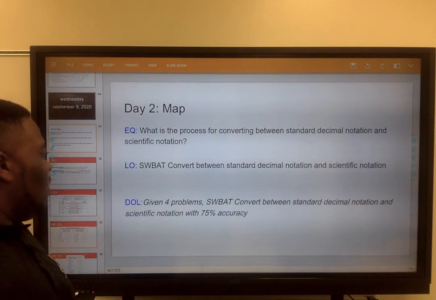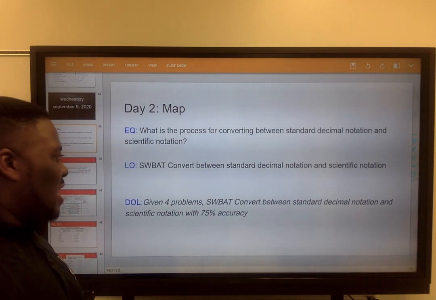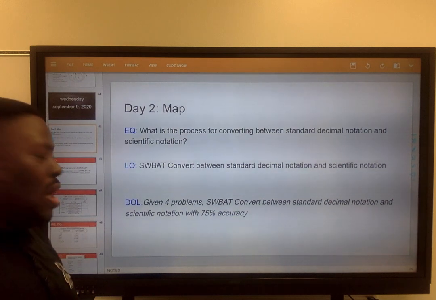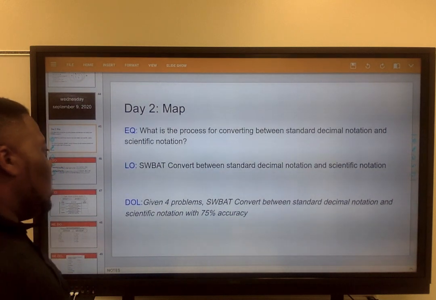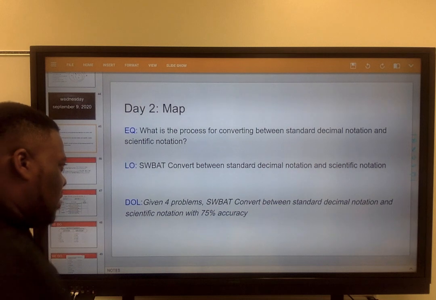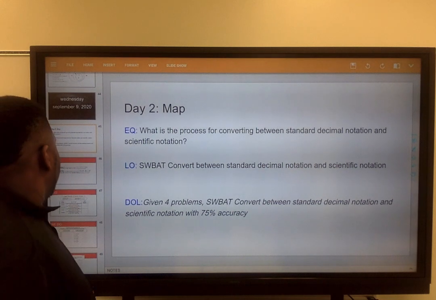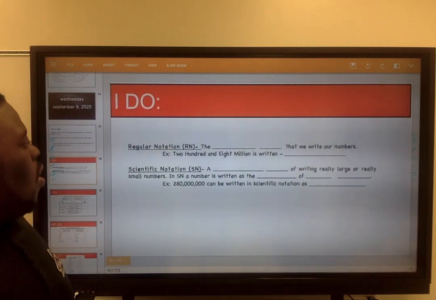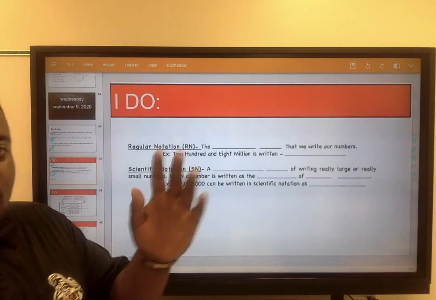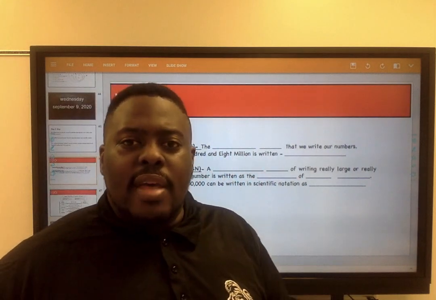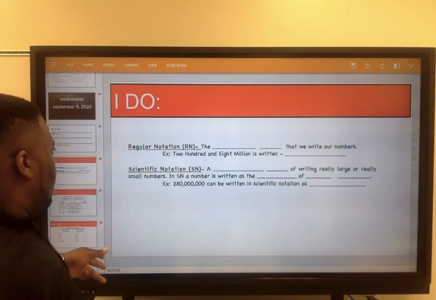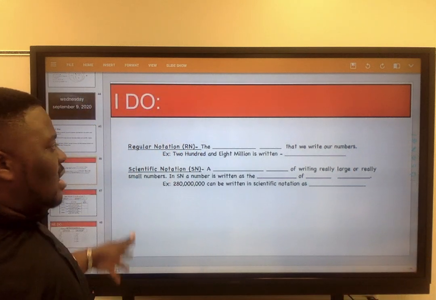LO, students will be able to convert between standard decimal notation and scientific notation. DOL, given 4 problems, students will be able to convert between standard decimal notation and scientific notation with 75% accuracy. What we are doing today is one half of it. Tomorrow is the other half. Today we're just going from regular notation to scientific notation.